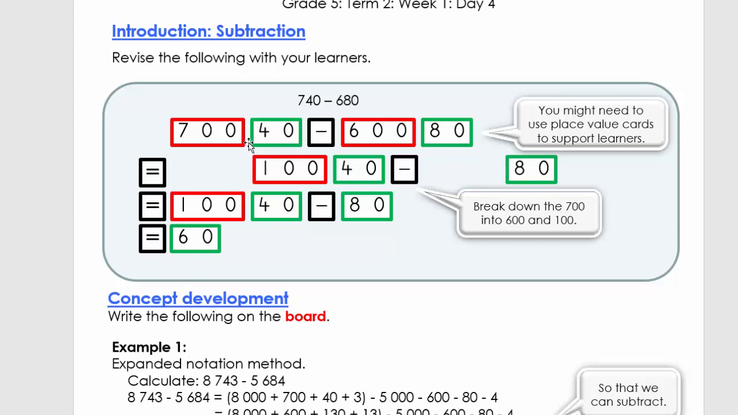So just to make it simpler for the learners, do a few examples like this. So again, we do it practically with a physical resource. 740 minus 680. I'm going to pause it here with the cards removed. So then the learner is going to explain it to an adult.